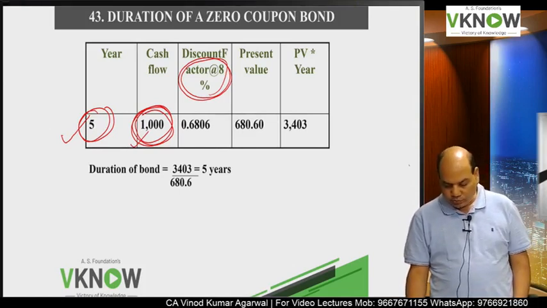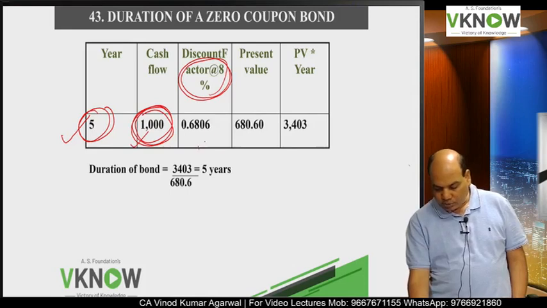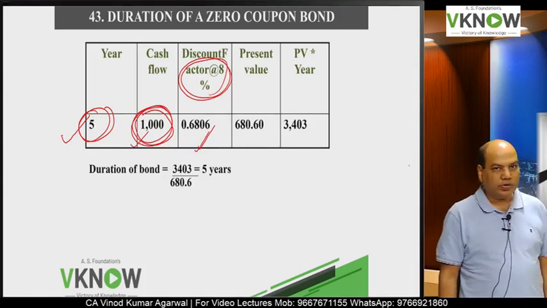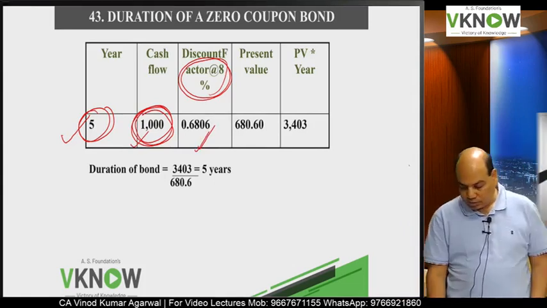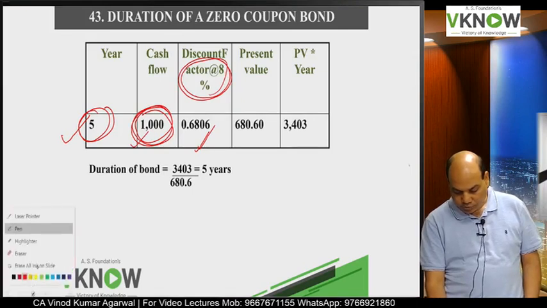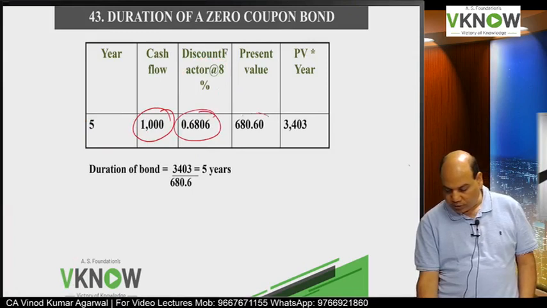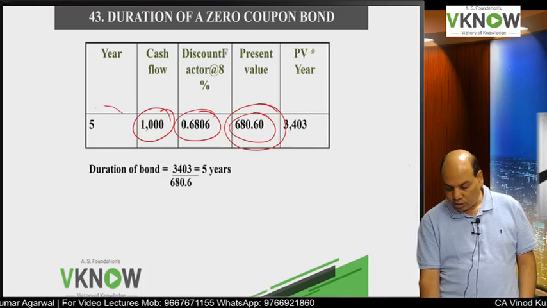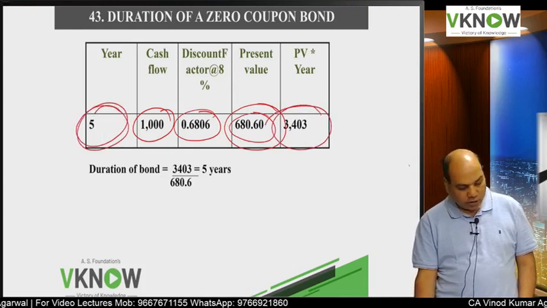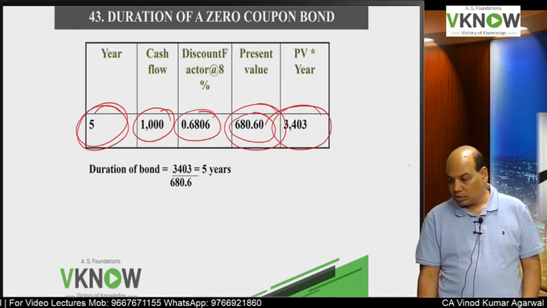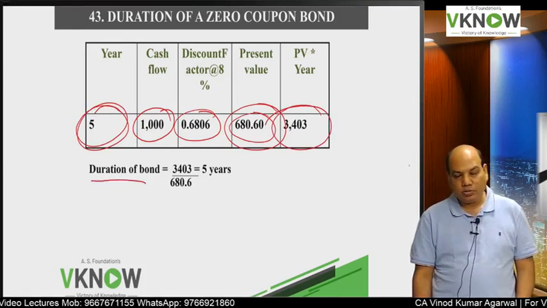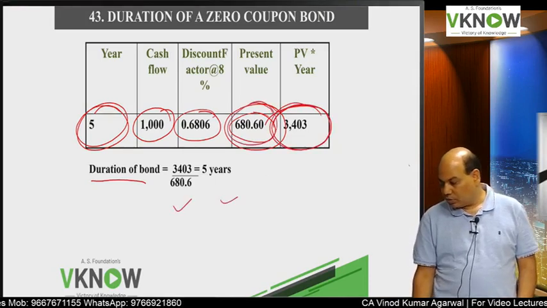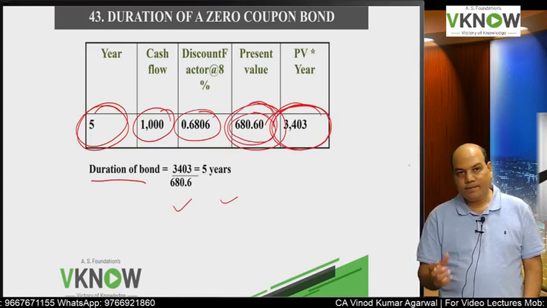So what you will do, 5-year, 1000 rupees, PV factor write down 0.6806. Multiply first cash flow into PV factor, you get present value. Then multiply present value into year, you will get 3403. Then compute the duration of the bond. 3403 divided by 680.60. Amazing. Your answer is 5 years.